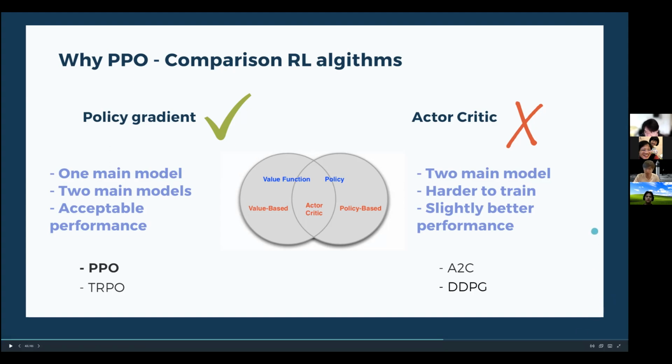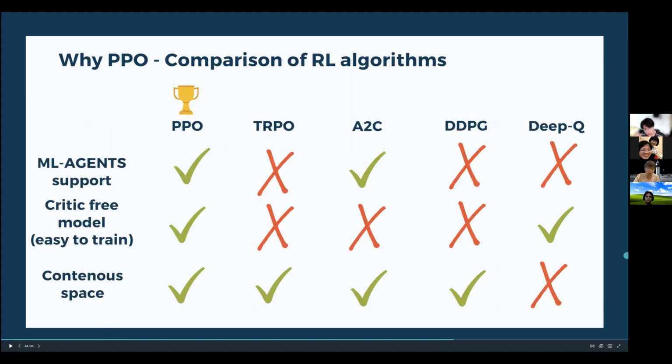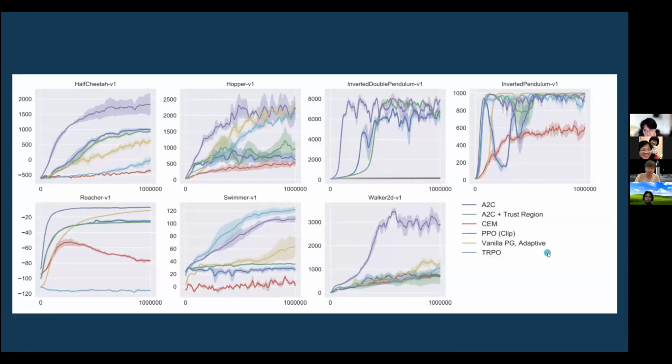If we compare all of the algorithms in the table, we can see that if we want an algorithm that is supported by the ML-Agents library, is policy gradient, is a critic-free model, and works with continuous space, PPO lies at the end. So that's why we chose proximal policy optimization. So next, let's look at the reward we use as input to the algorithm. This is the benchmark we get from the policy gradient paper. We can see that policy gradient has comparable performance to the actor-critic model, while being a lot easier to train because it only has one model, not two like the actor-critic.